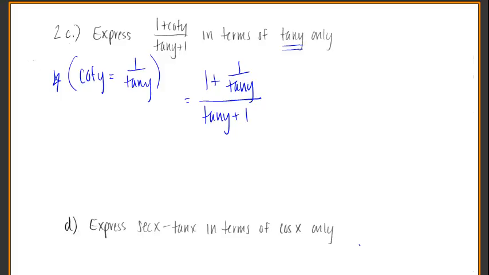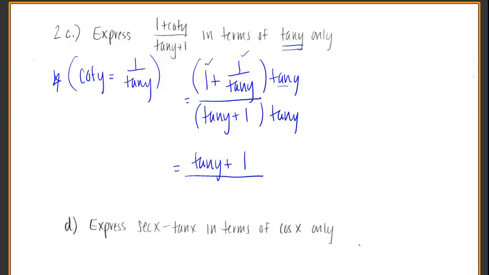All right, technically it's all in tangent now, but we've got some algebra that we can do. If I want to eliminate the complex fraction in here, let's multiply the top and the bottom of this fraction by tangent of y. If I distribute tangent of y to both terms in the top, I'll get tangent of y plus tangent of y times 1 over tangent y. Anything times its reciprocal is 1.